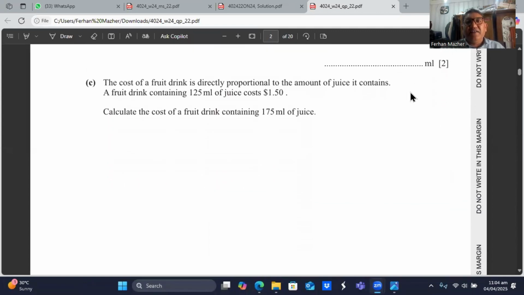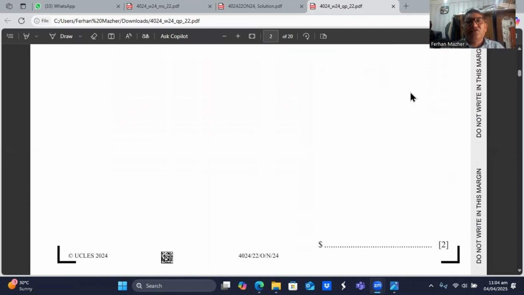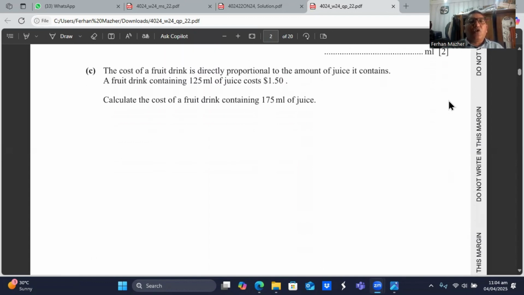So the C part is in front of you. It's a 2 marks question. It says the cost of a fruit drink is directly proportional to the amount of juice it contains. A fruit drink contains 125 ml of juice, cost $1.50. Calculate the cost of a fruit drink containing 175 ml of juice.